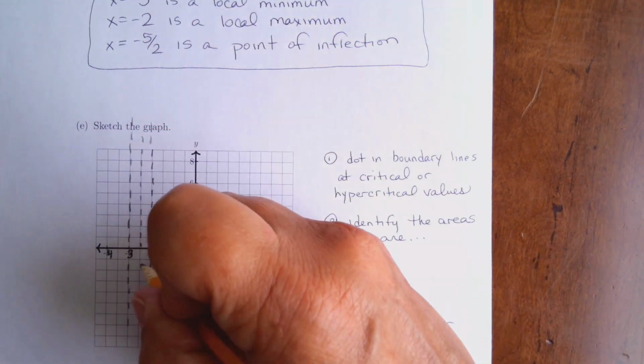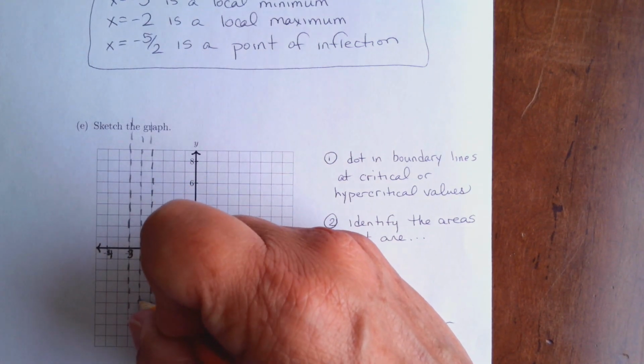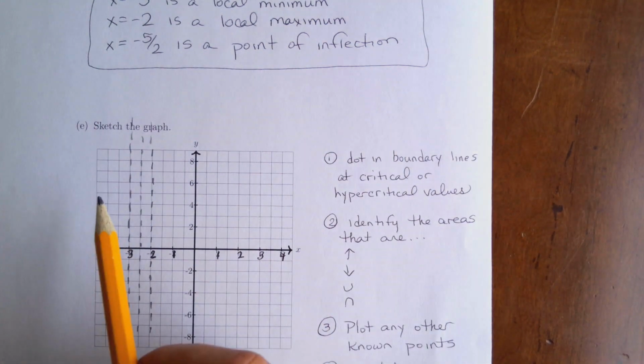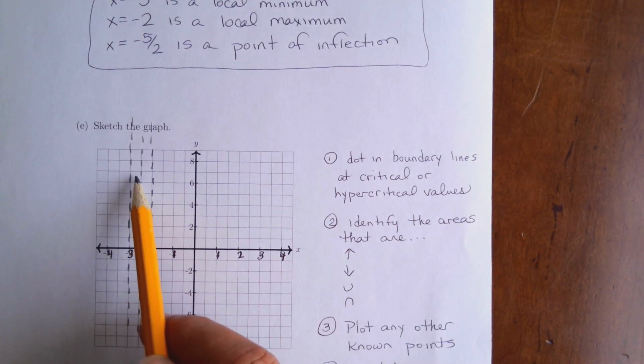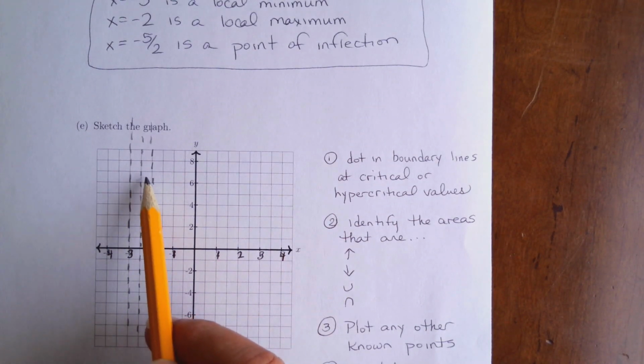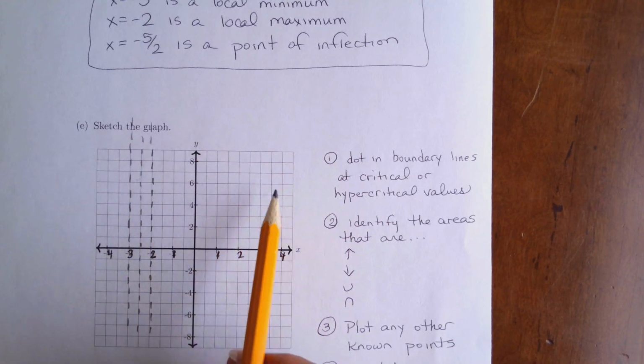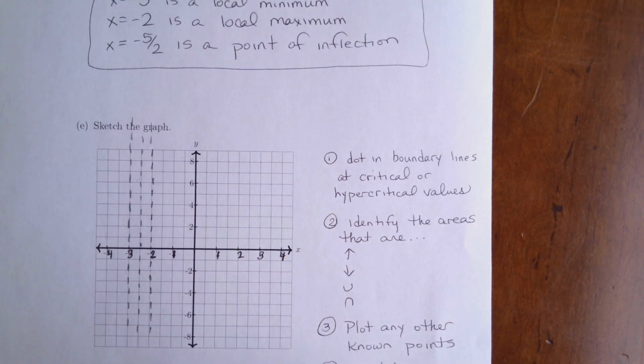Everywhere between these boundaries, something's going to change on your graph. So something's going to change in here to here. And then from here to here, something's going to be different. And then from here to here. And this is the rest of the graph. So the left side and the right side have a lot of area, but not these two middle ones. All right. So now we're going to go back and identify the areas that are increasing, decreasing, concave up, concave down.